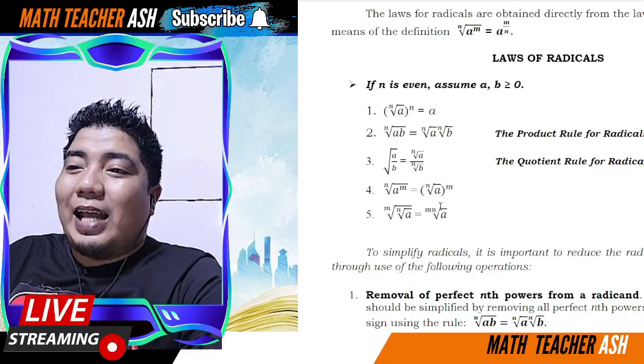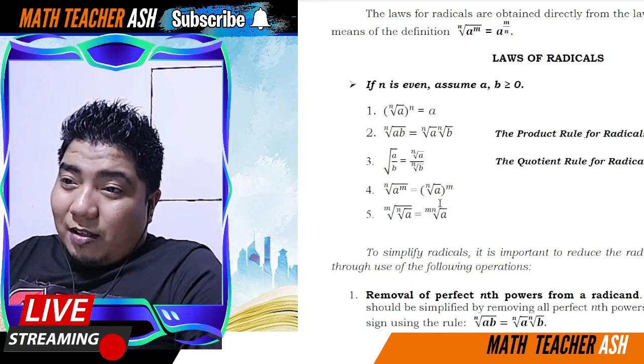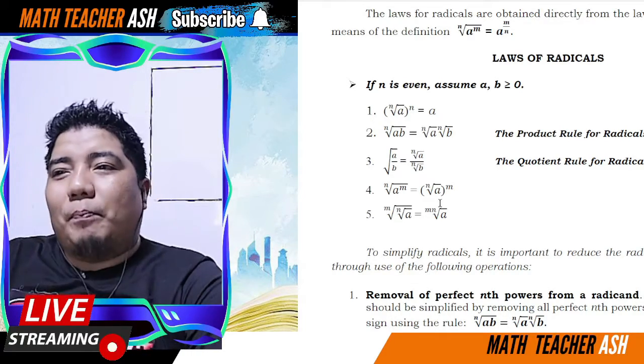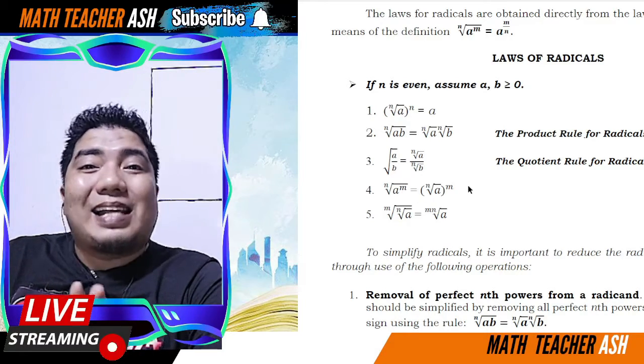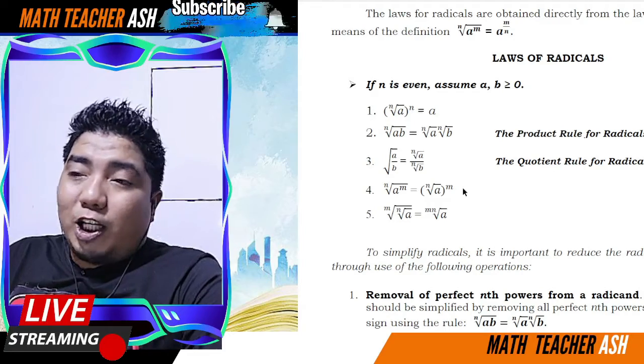Okay. Now, going to the fourth, we have the nth root of A to the m is just the same as the nth root of A quantity to the power of m. Okay. So, regardless kung nasa loob yung exponent or nasa labas ang exponent, they are just the same.